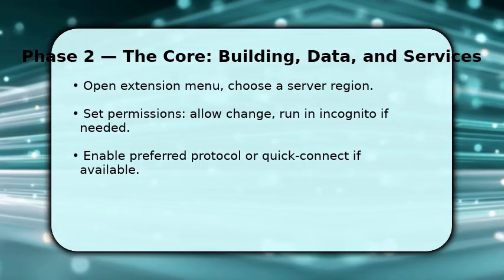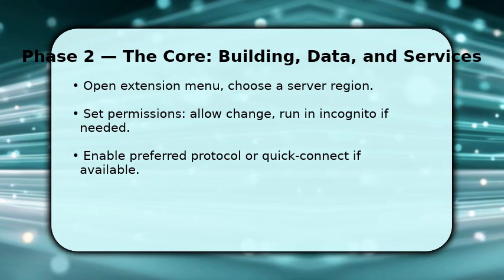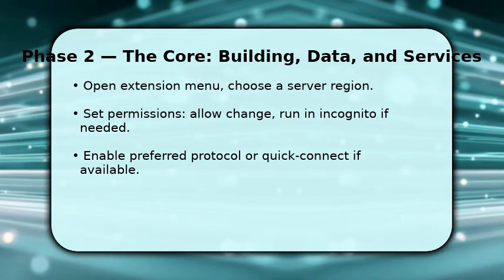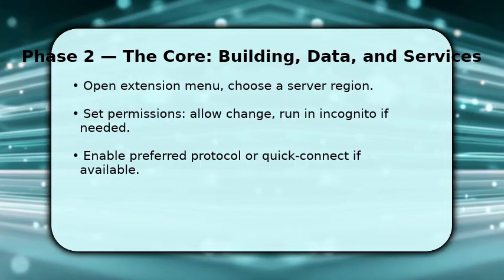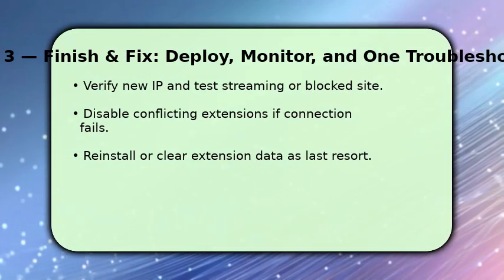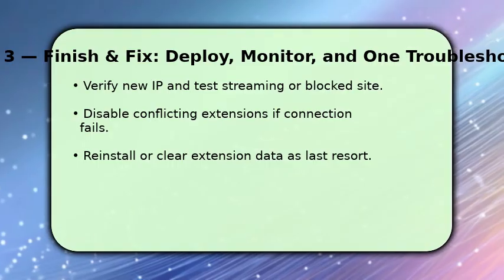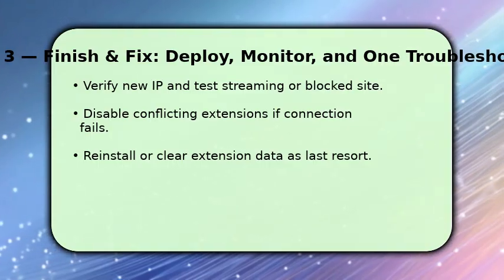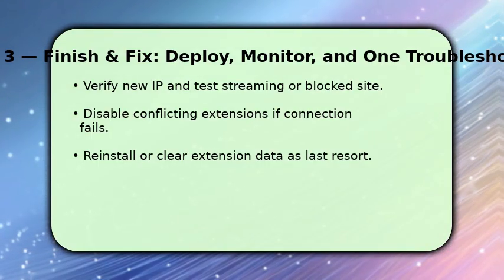Wait for the connection status to show connected. Make sure to test by loading a geo-blocked page or checking your IP to confirm it changed. You're almost done. Finish by verifying the connection. Open a site that shows your IP or try streaming region-locked content to confirm success.